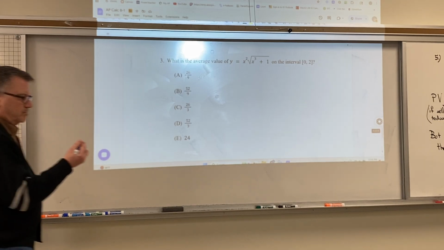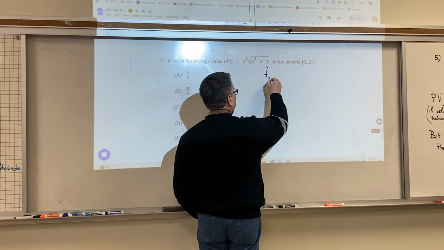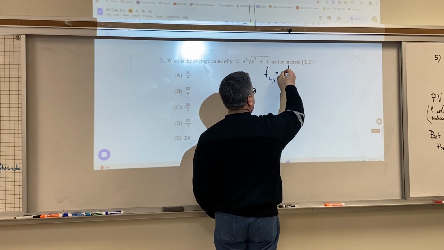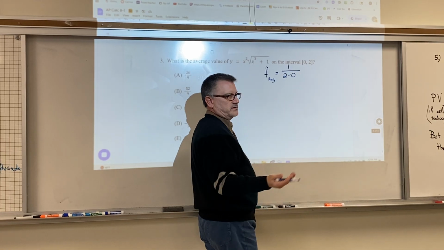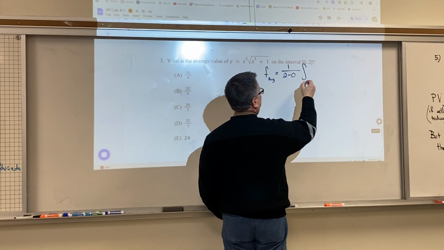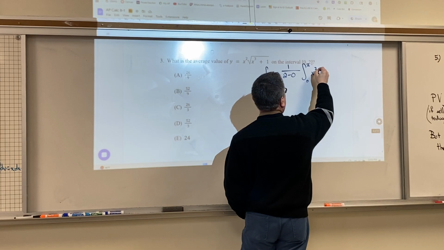Hey, we can set this up together. Average value of the function. I want to go from 0 to 2. So the width is 2, so I'm going to divide by 2, multiply by 1 over 2, the integral from 0 to 2 of x squared.